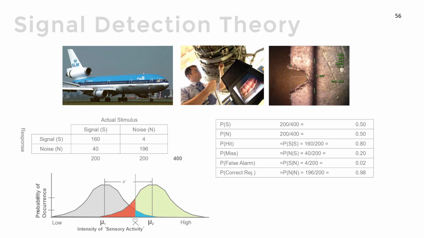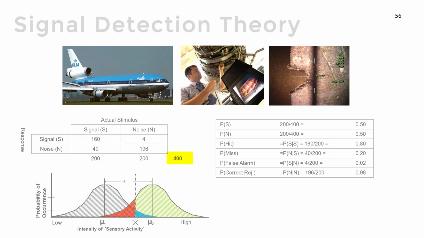So look at the SDT table to the left. Again, we have the actual stimulus presented in the columns. A signal would constitute an actual defect, such as corrosion, whereas noise would constitute a more non-severe abnormality, which only looked like a defect, like encrusted dirt or something. The rows signify the inspector's decision. This inspector made a total of 400 decisions during his work week.